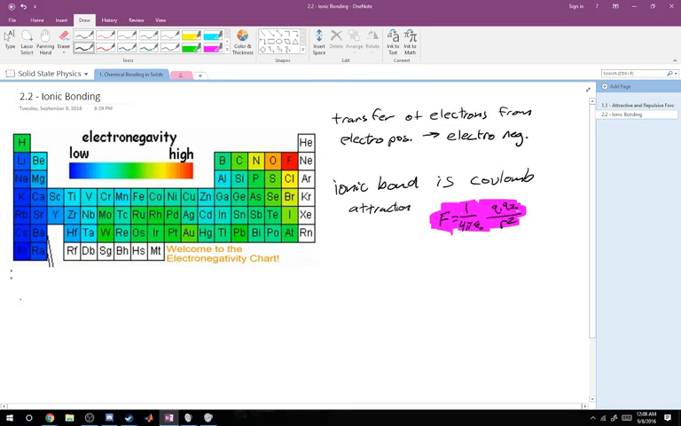So, the first part of that is the ionization energy. The ionization energy, and that is the energy to remove the most loosely bound electron.